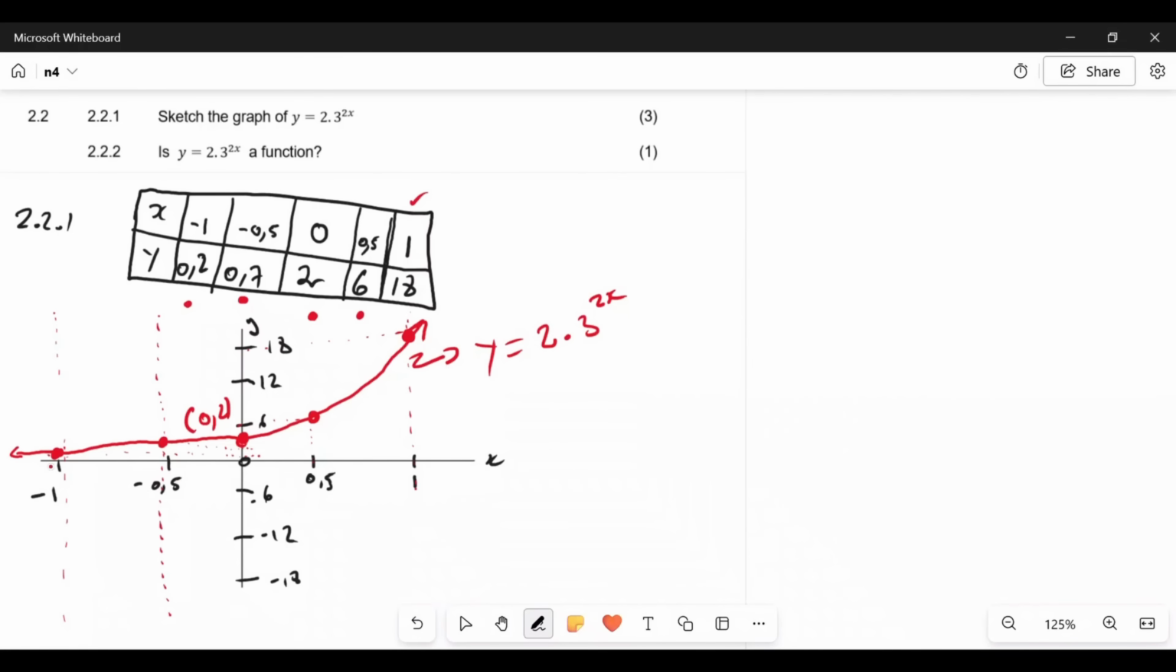Guys, I hope you managed to understand this. Like I said earlier, for the x entries, you don't have to put big numbers. Just put the smallest numbers that you can think of. And also you can start from negative to positive. And all you have to do is substitute, you get your y values, and then you plot your graph using the points that you just got there.